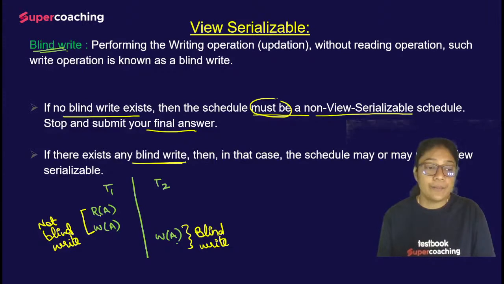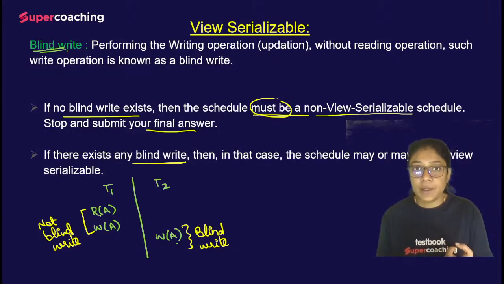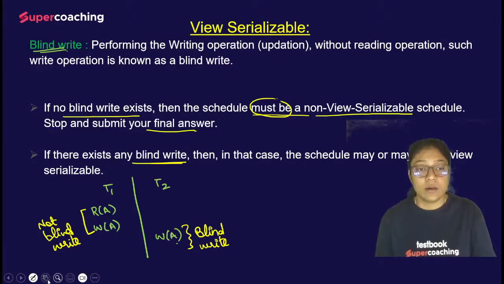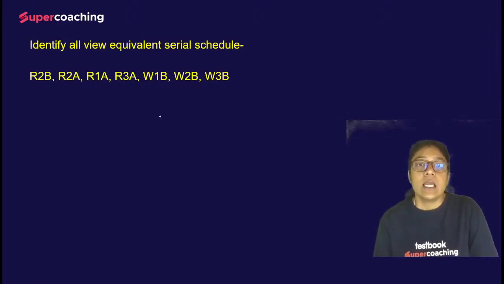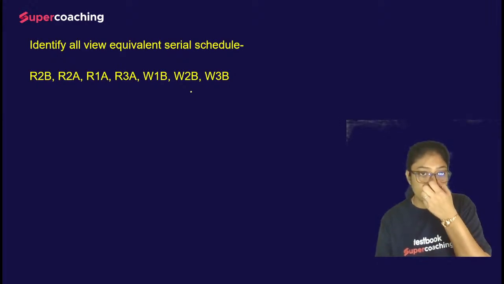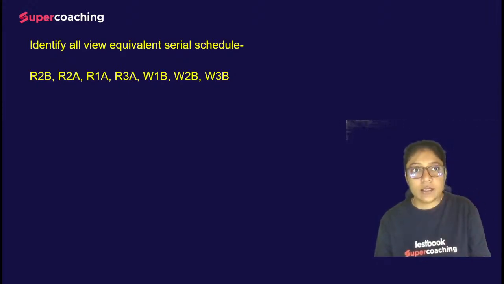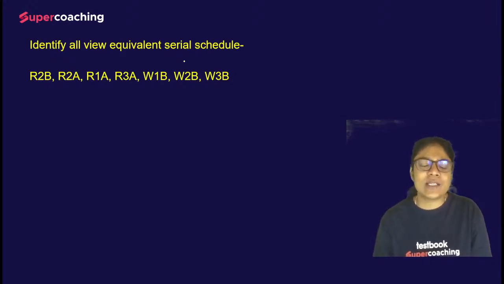Is this clear? How to check for view serializability? As of now, we have talked about two things. That is how to check for the view serializability, what are the conditions, and how this blind write thing works. Okay, let's apply this concept on the question. So first of all, we need to see if there exists any view equivalent serial schedule. So already it's given in the question that we have to identify all view equivalent serial schedules. So iska matlab view serializable hoga.